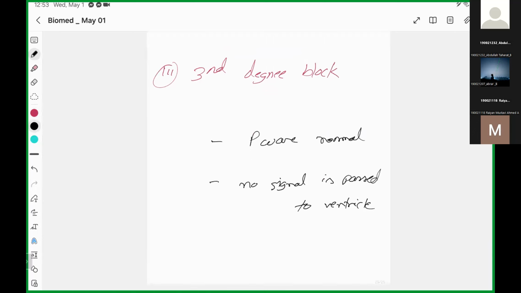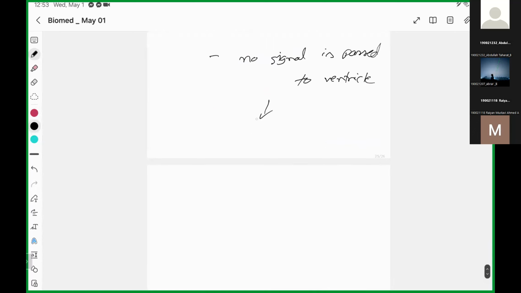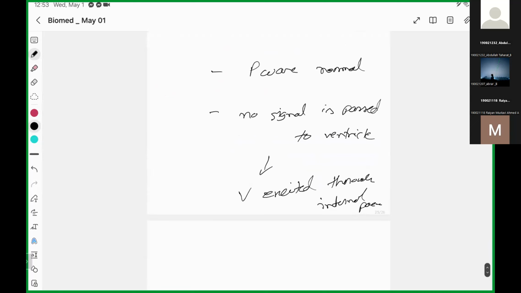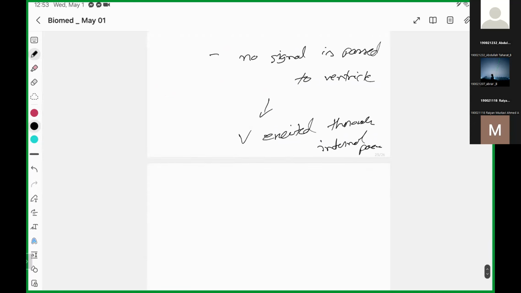Okay. But the ventricle still gets excited. Ventricle excited through its internal pacemaker. Okay. So when this happens, this is not the natural rhythm. So there will be some variation. Okay. Variation in PR interval.